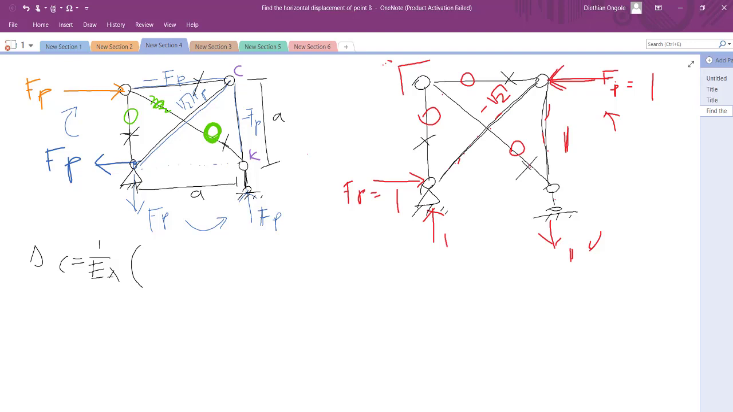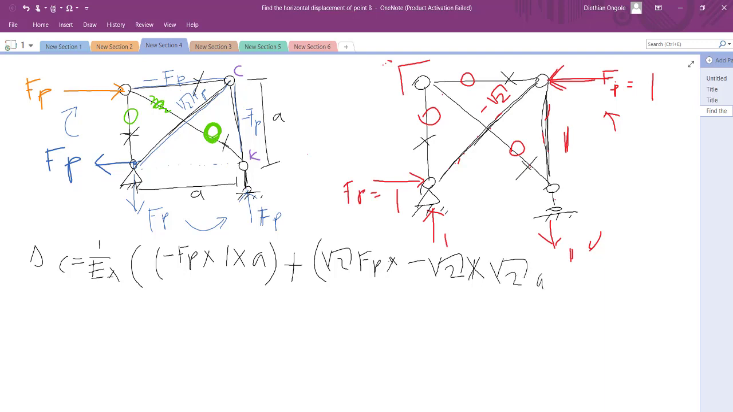So displacement would be equal to 1 over EA into, if I begin with this vertical one, I would have my Fp as negative Fp, then times 1 times 1, then times length A, then plus the slanting one, I would have Fp as root 2 Fp, then times negative root 2, then times its length, which is root 2 A, like that.